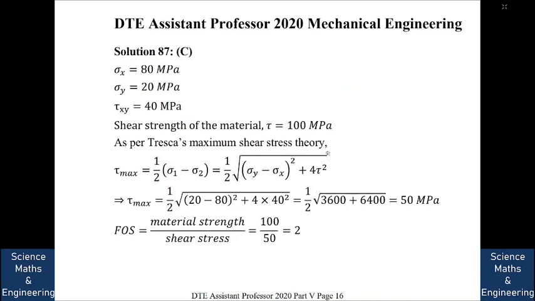As per Tresca's maximum shear theory, we have tau max equal to half of (sigma 1 minus sigma 2), which is equal to half of the square root of (sigma y minus sigma x) whole square plus 4 tau xy whole square. So from here tau max is half of the square root of (20 minus 80) whole square plus 4 into 40 square. So it is 50 megapascal. Now factor of safety would be equal to material strength divided by maximum shear stress. Material strength is 100 and maximum shear stress here is 50. So factor of safety is 2.